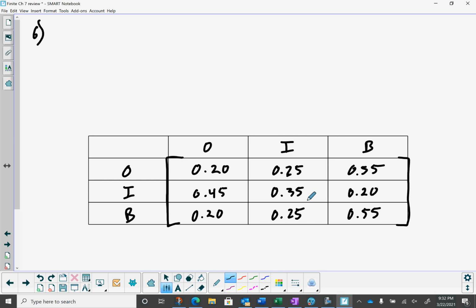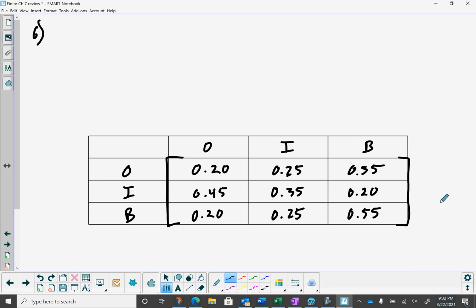So here's our lovely transition matrix. And again, it's a Markov chain, for many reasons, but again, making sure that you check those row totals should be equal to 1.